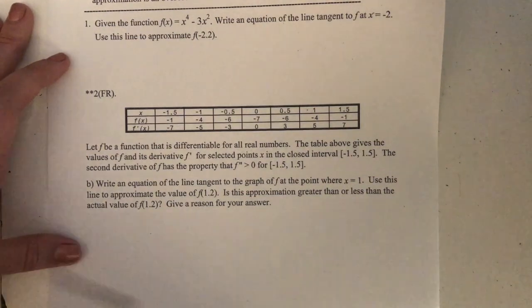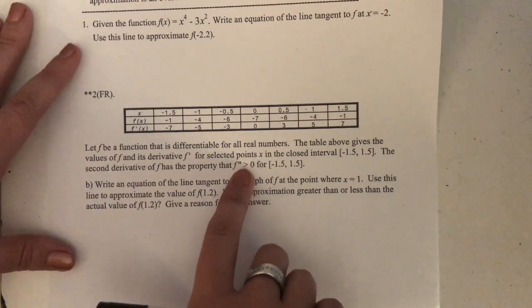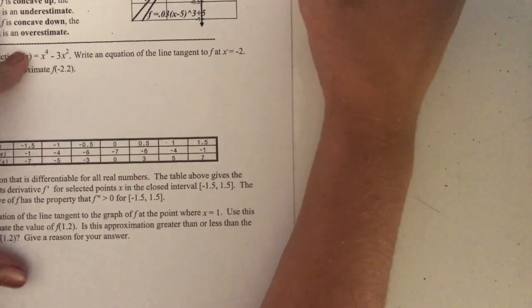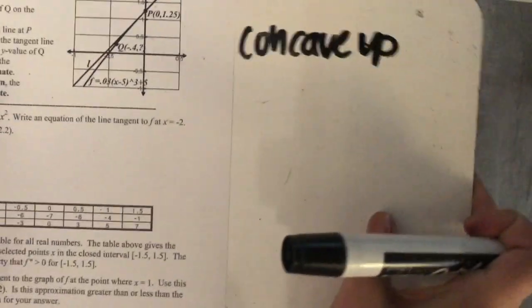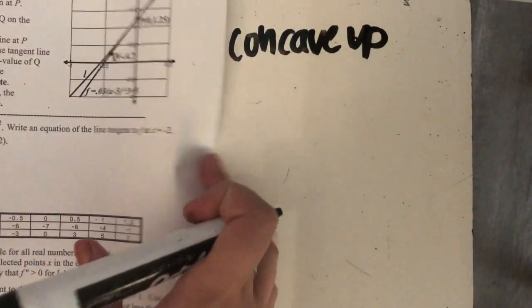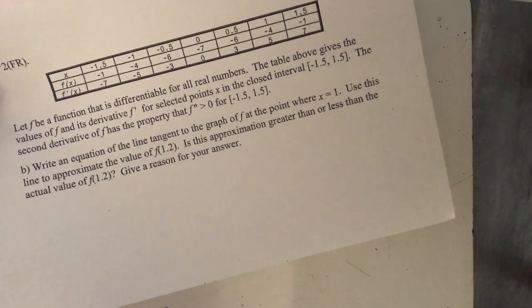The second derivative of f has the property that the second derivative is greater than 0, right? So we know that that means concave up. So I'm just going to make a little note to myself over here so that I remember that that means concave up. That might come in handy later on. Hint, hint.